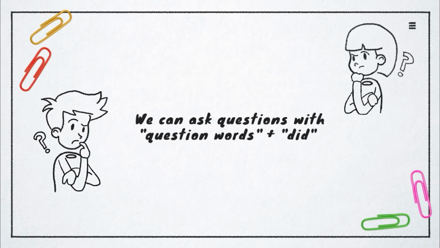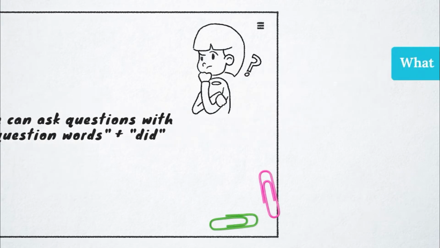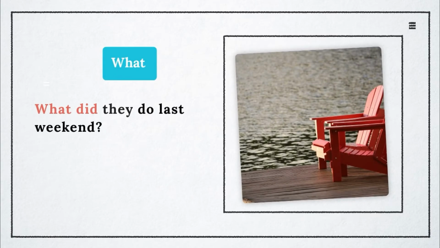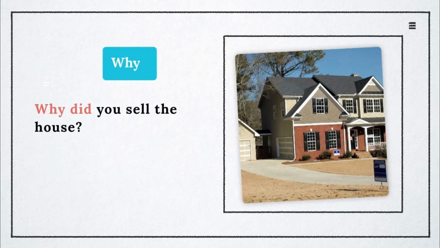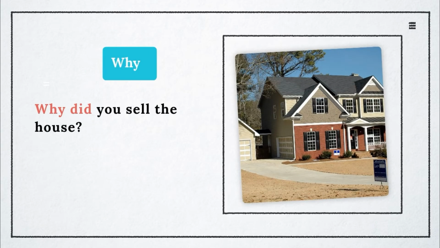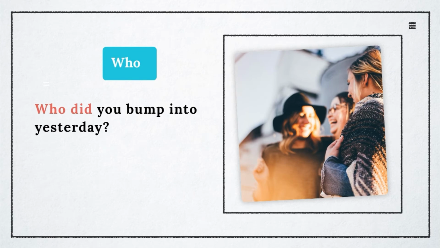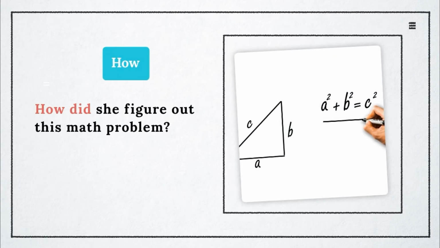We can use question words with the word did to make questions. Let's have a look. Using the question word what. Here's the example. What did they do last weekend? Question word when. When did you buy that new bag? Question word why. Why did you sell the house? Question word who. Who did you bump into yesterday? Question word how. How did she figure out this math problem?